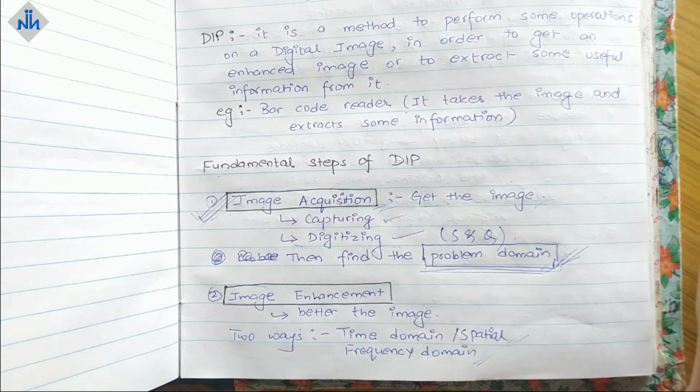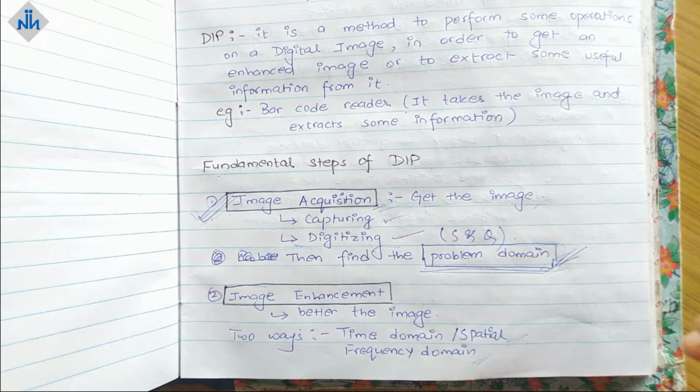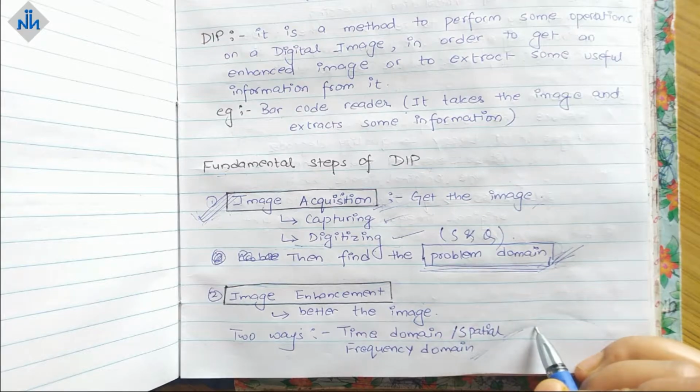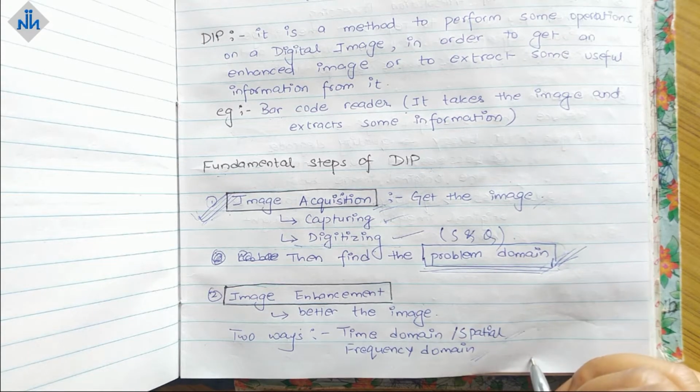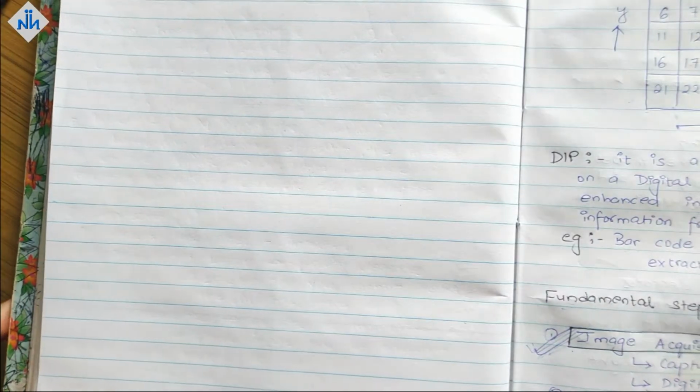And after doing image enhancement, we can find out different conclusions from the image. So that is an important step as well. But it all depends on the problem domain, what we want to do on the image and what we don't. There are two ways of doing image enhancement, that is spatial domain and frequency domain. We will be talking about these also in a very detailed manner later on.